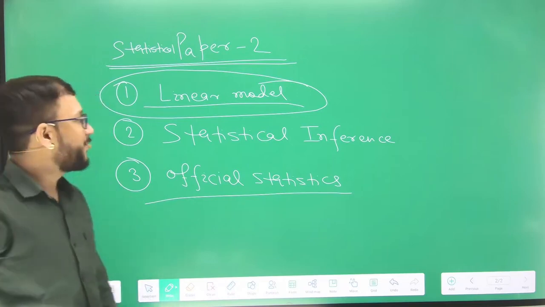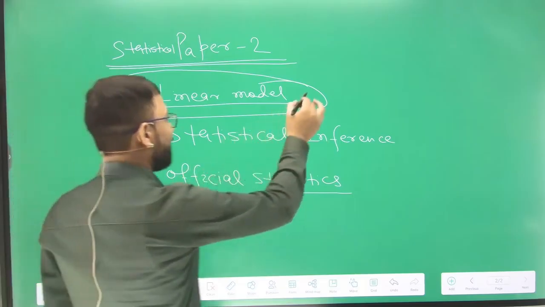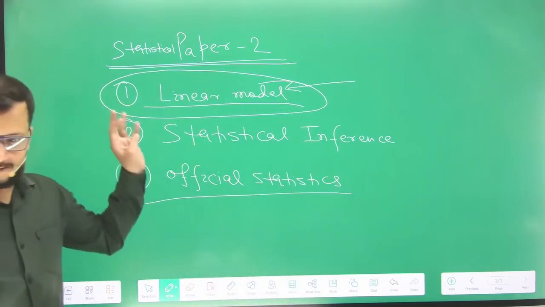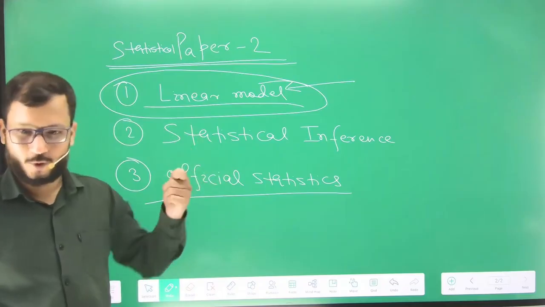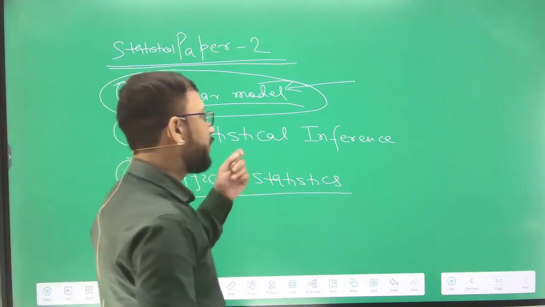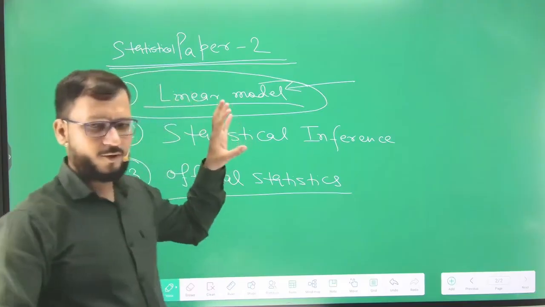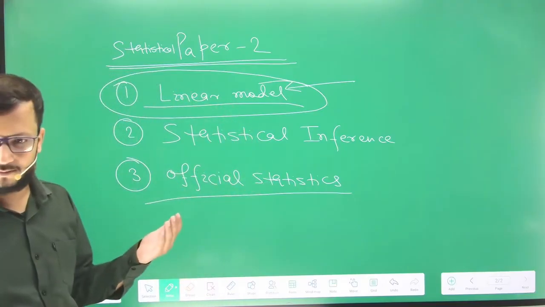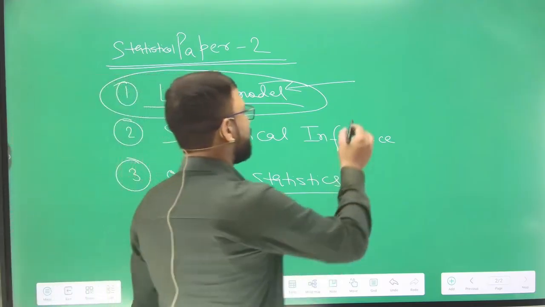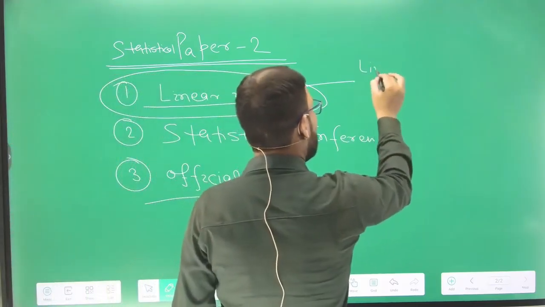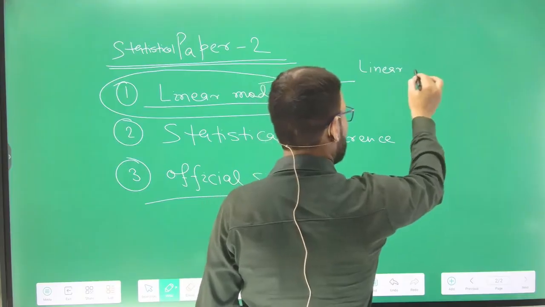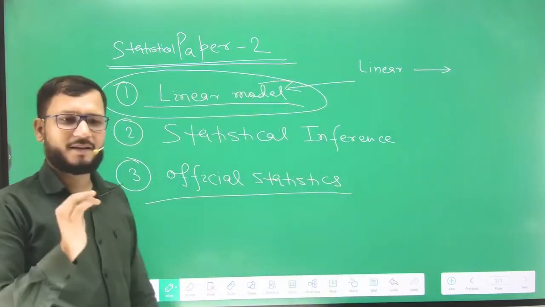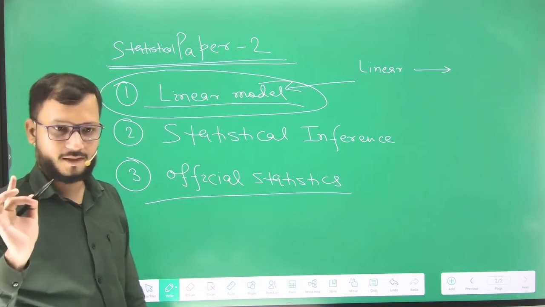Clear? So for this we will give you the lectures. Lectures will be too short. Why too short? Because some of the things you have to study in linear model, and most of the things you have to study in econometrics, in paper 3. So we will start with the linear model and will enter into econometrics from there. Got the point?